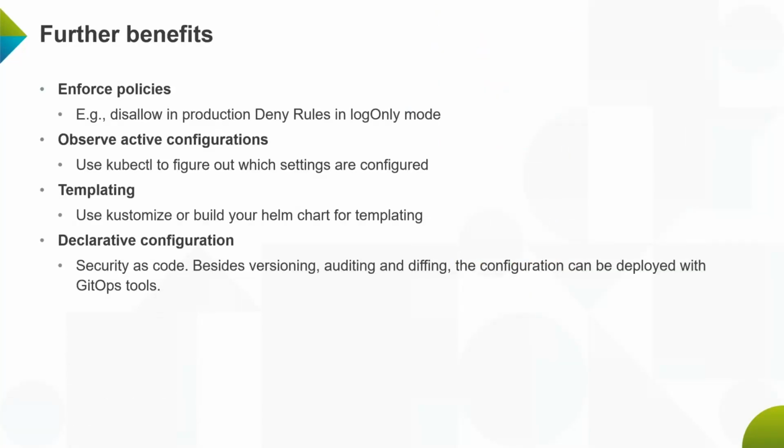This is a repetition of the 4.0 webinar. What kind of benefits do you have out of Kubernetes native integration? You can enforce policies, for example. If the developer team is configuring their own configuration, you can enforce that only certain settings are allowed in production. Then you can also observe the active configuration quite easily. You can template the configuration, so you give a template to other teams, and it is declarative, so you have security as code or policy as code.